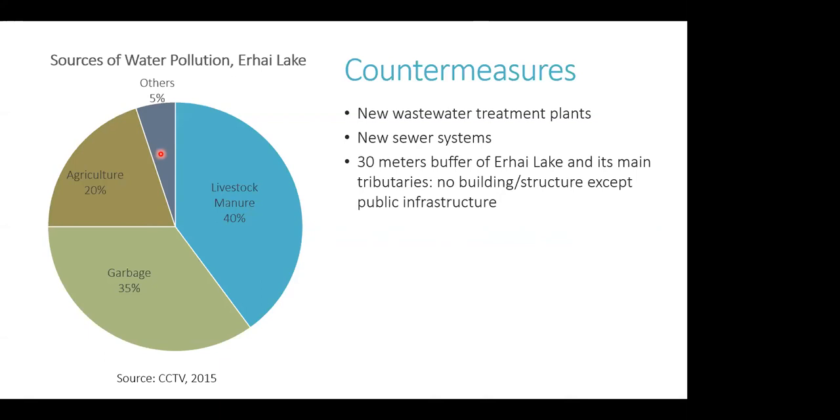But at the same time there are some other very forbidding policies, really strict ones, that are really affecting people's livelihood there. For example, they require a 30-meter buffer from the Arhai Lake and its main tributaries. There should be no building and no structure at all except necessary public infrastructure. Meaning anything, people's houses, people's places, if they were within 30 meters, they have to be demolished.